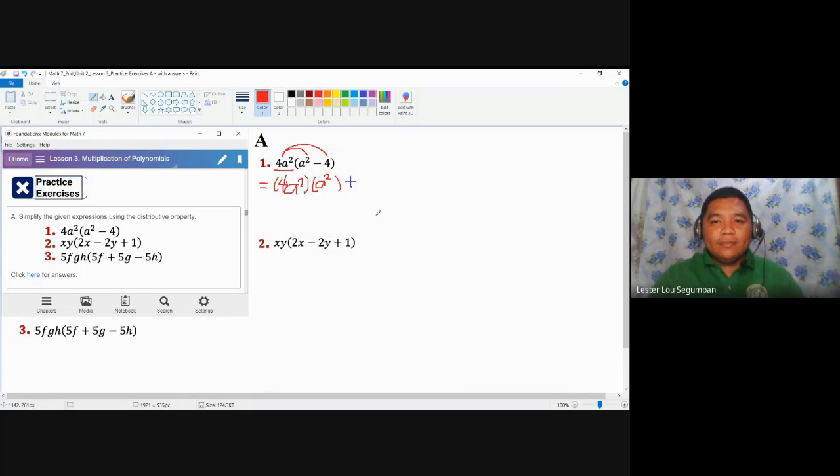And the second term will have factors 4a squared. And since I have used the plus sign, this is the time that this minus here will be taken by the next term. It should take the whole expression here, including the sign. Do not just use 4. So times negative 4. This is the first process in multiplying a monomial to this binomial.